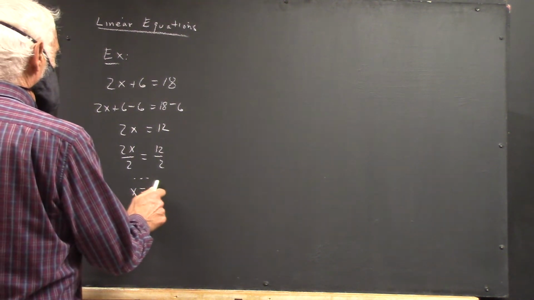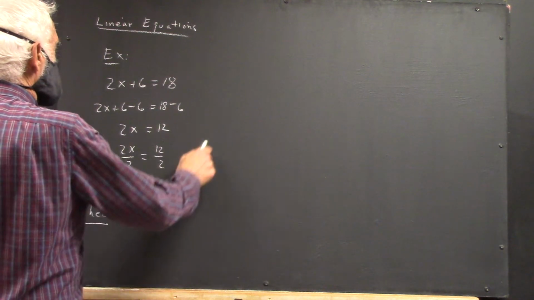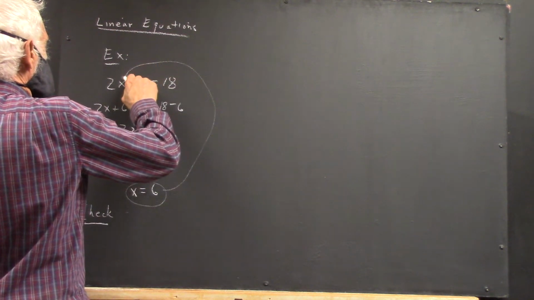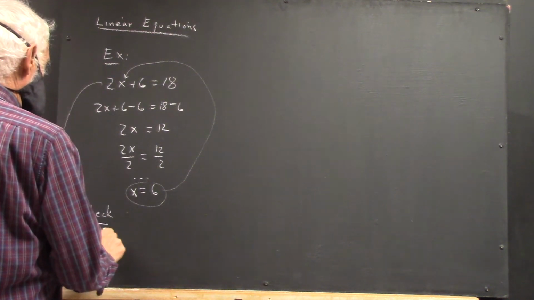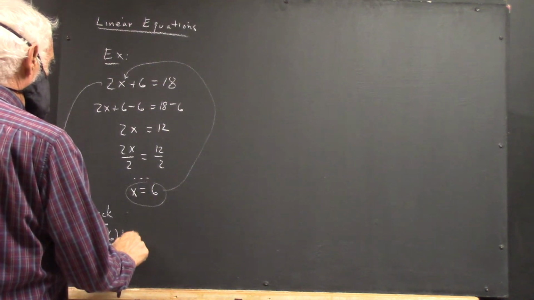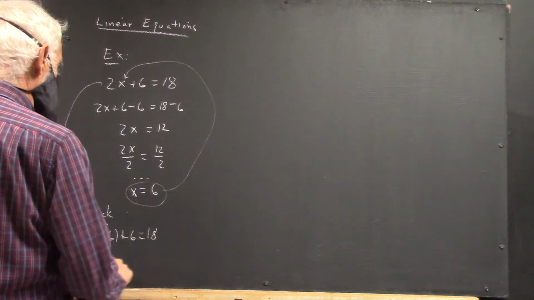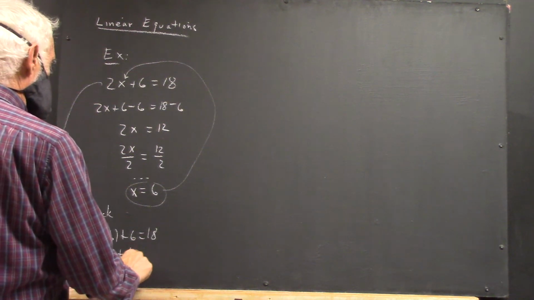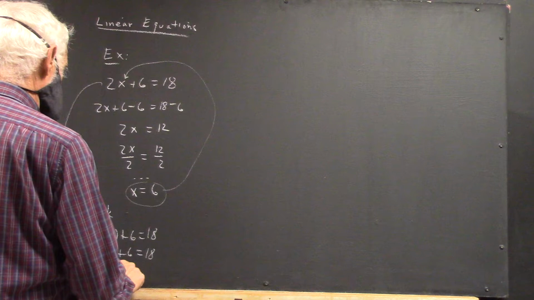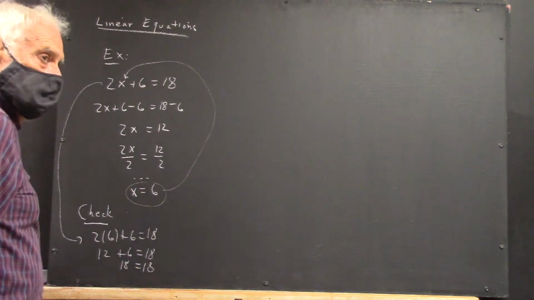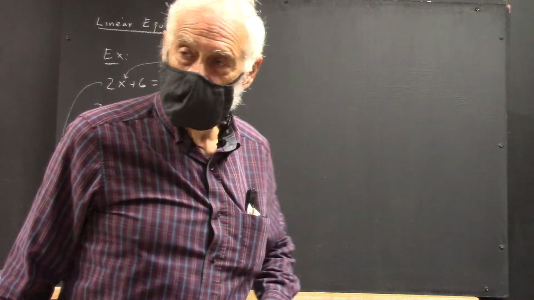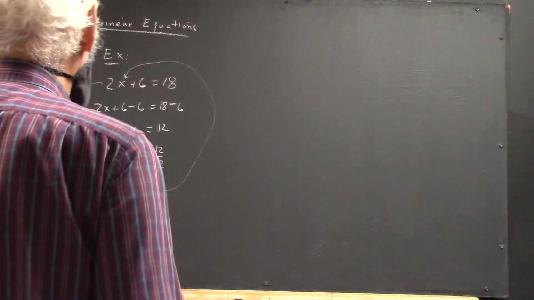Well, you check by taking x = 6 and plugging it in here, which gives you 2 times 6 plus 6 equals 18. And of course, that's 12 plus 6 equals 18. So 18 equals 18.